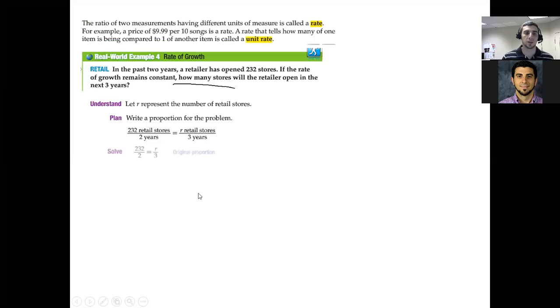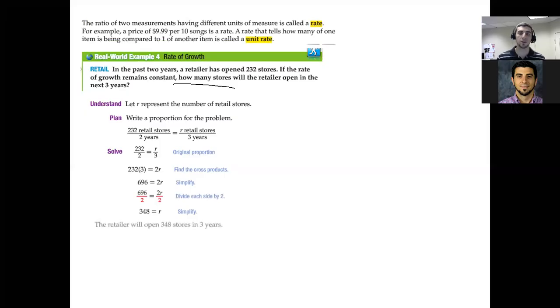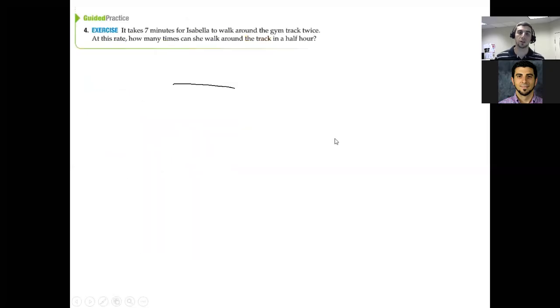Okay, so we set up the proportion, take the cross products, and you get 696 equals 2R. Divide both sides by 2, and you get 348. So then that's the number. What does that mean in the context of the problem? That means the retailer will open 348 stores in the next 3 years. So if they continue to open 232 stores every 2 years, then in the next 3 years they will be expected to open 348 stores.